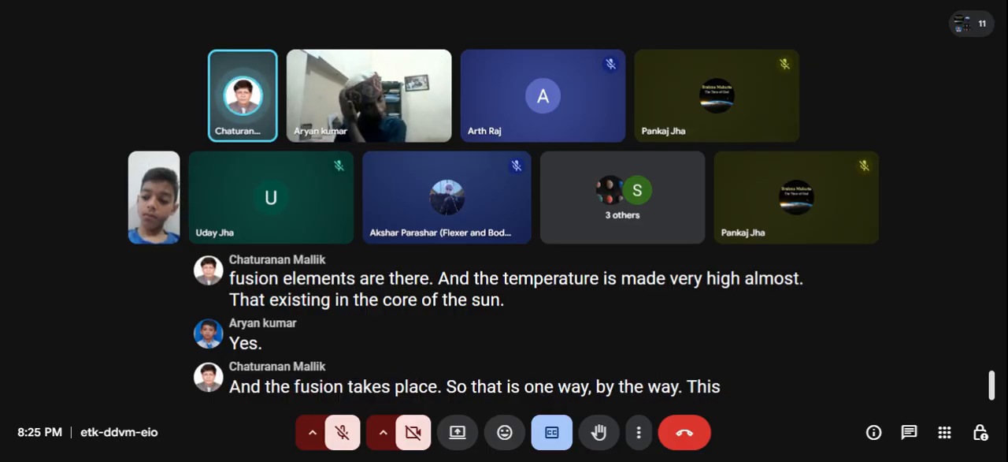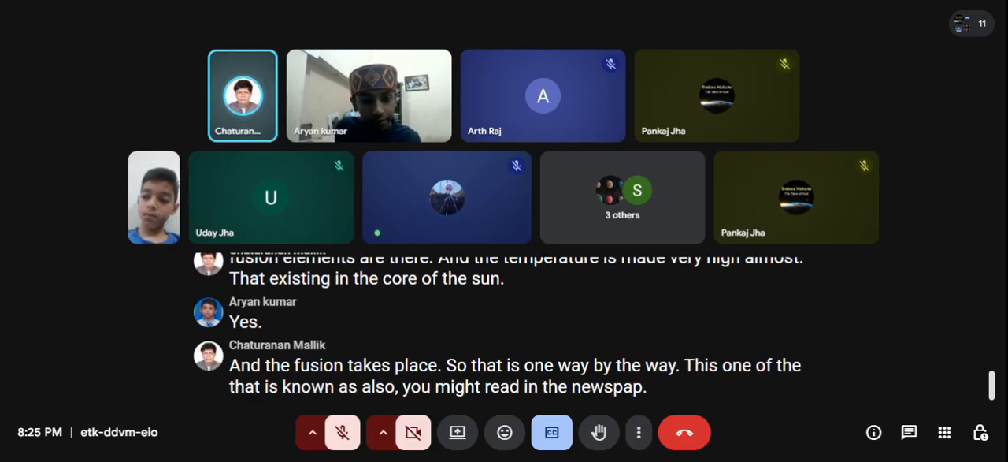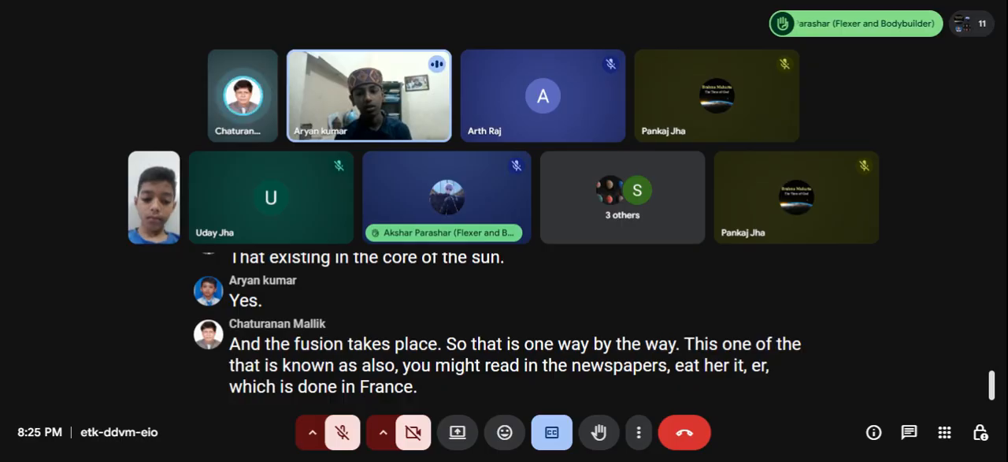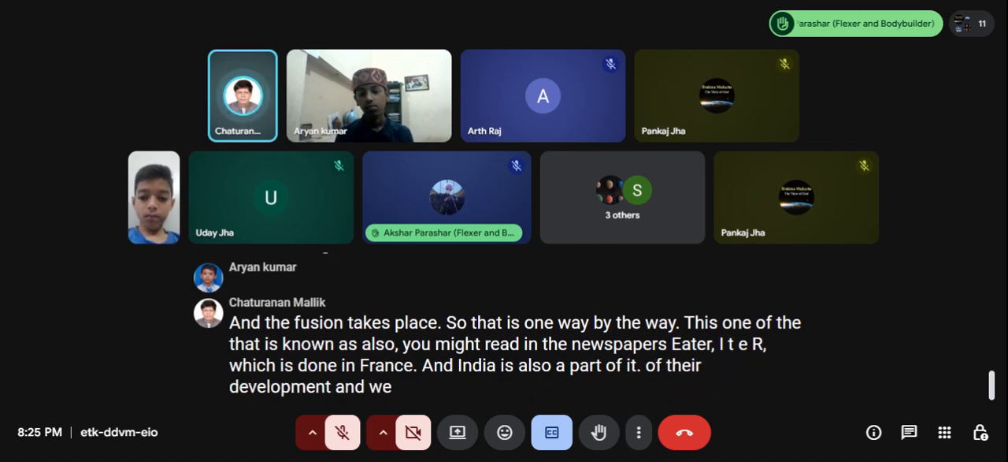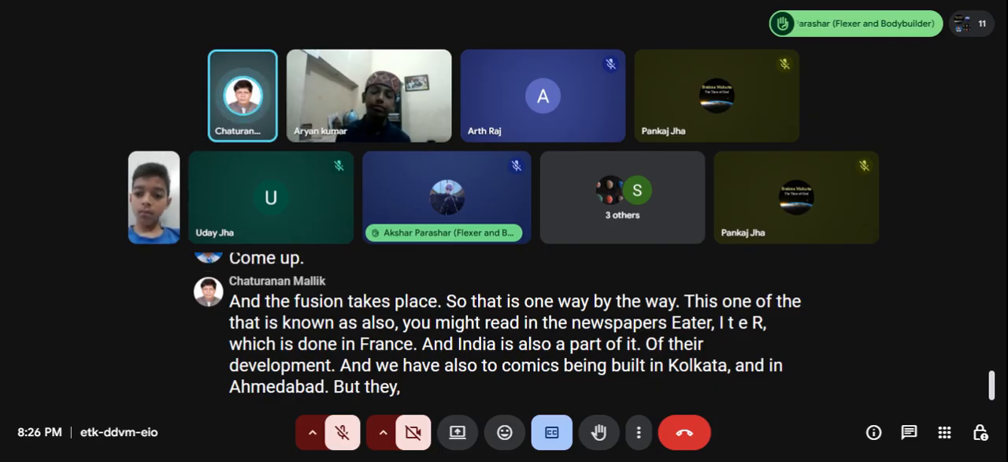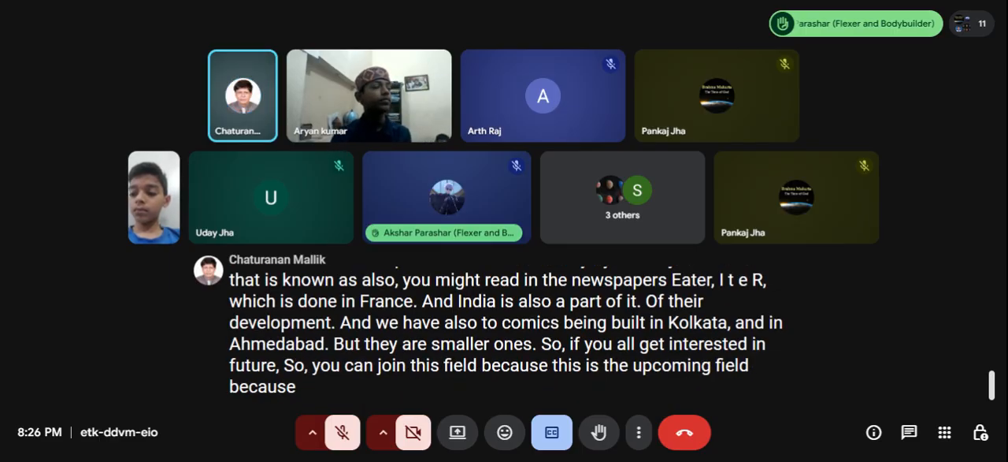By the way, you might also read in the newspapers about ITER, which is done in France. India is also a part of that development. And we have tokamaks being built in Kolkata and in Ahmedabad, but they are smaller ones. If you all get interested in future, you can join this field because this is the upcoming field, as we are looking for a fusion process.